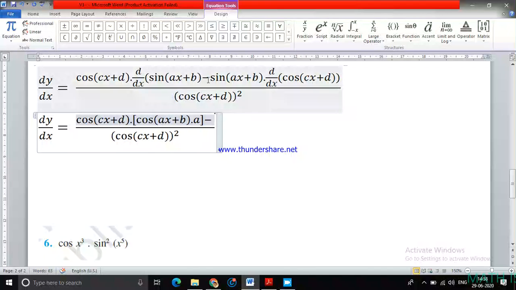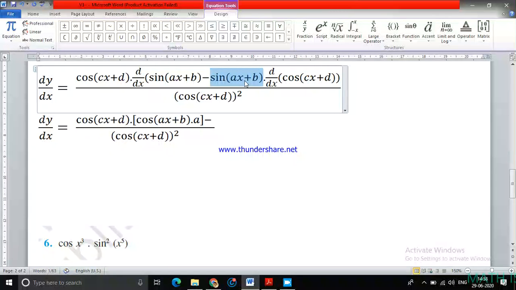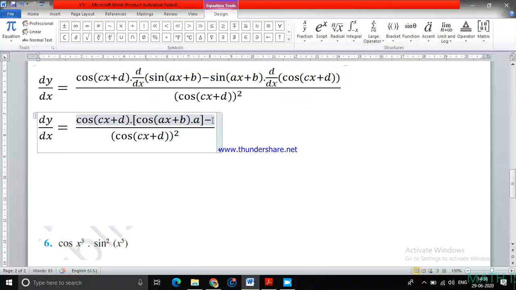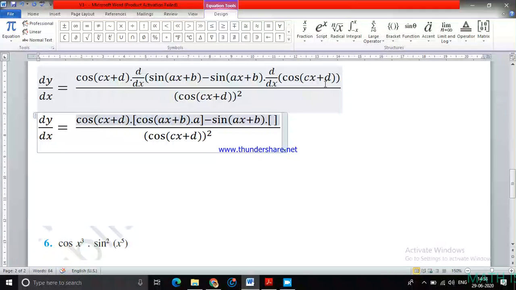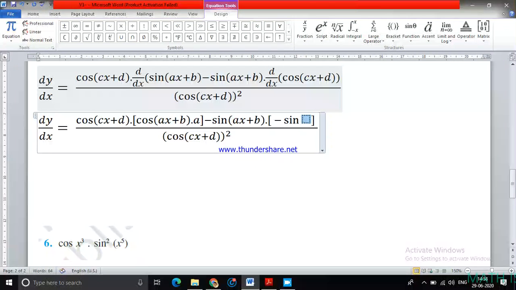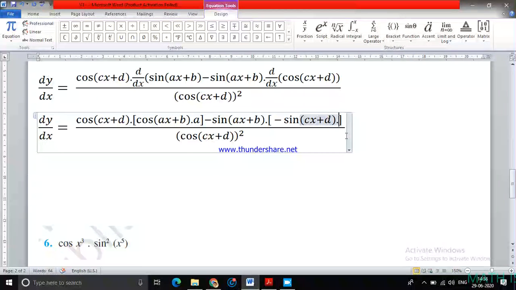Minus this sin(ax + b) will remain as it is. So let me put sin(ax + b) as it is, into, now what will come, the derivative of cos(cx + d). The derivative of cos theta is minus sin theta, that is minus sin(cx + d) according to the chain rule, into the derivative of cx + d. So the derivative of cx is c and the derivative of d is 0.